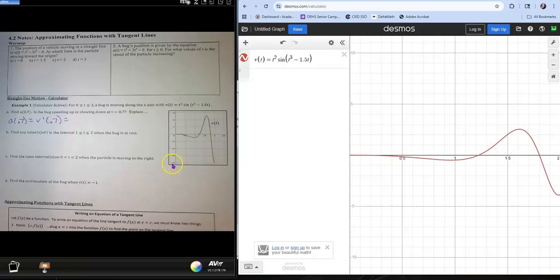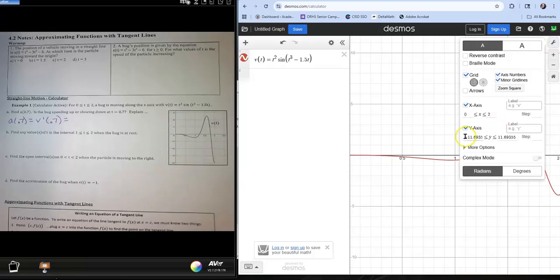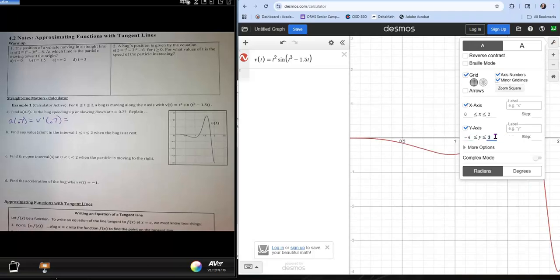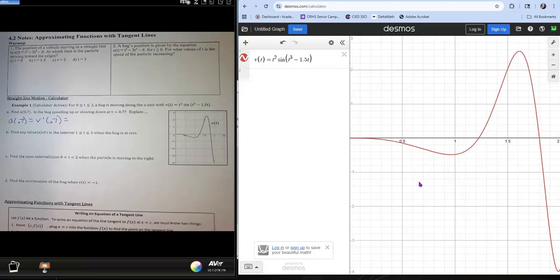And they probably have this graph scaled on the y-axis differently, which is why it's slightly different. It looks like they have it from -4 to 3 for the y's, which is not necessary to do, but I'm just going to show you that. Now it looks like that graph. So you can scale it according to their picture, or at least the x values that they gave you, so you're looking at the right part of the graph.